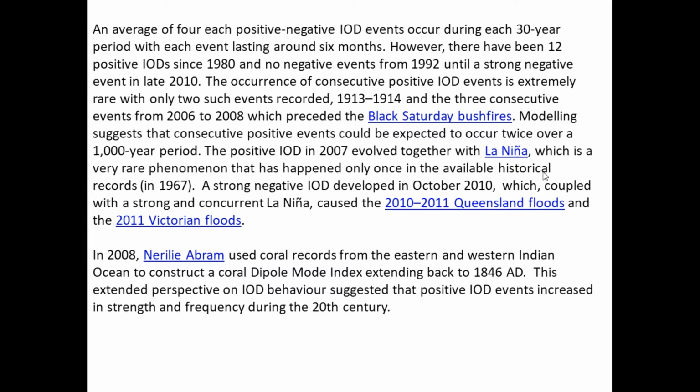The positive IOD in 2007 evolved together with La Niña, which is a very rare phenomenon that has happened only once in the available historical records, 67. Usually, if you have a positive IOD, it's coupled with an El Niño event. A strong negative IOD developed in 2010, which coupled with a strong and concurrent La Niña, caused the 2010-2011 Queensland floods and the 2011 Victorian floods. Typically, that's what happened. Positive IOD coupled with El Niño, negative IOD coupled with La Niña. So the event in 67 was a rarity.